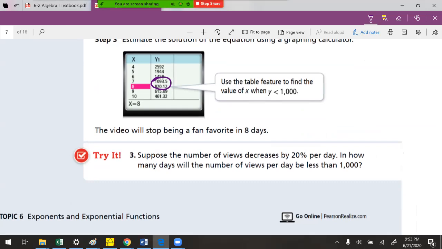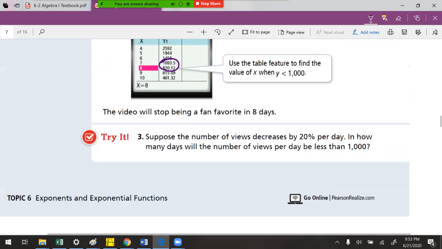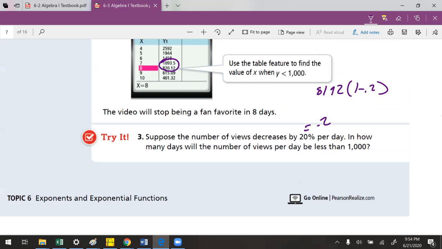So now let's look at this. Instead of 25%, let's talk about 20%, okay? As a decimal, this is 0.2. So it's going to be 8192 times (1 minus 0.2) to the power of x. That is your y. Let's now graph that to figure out when it's going to be less than 1,000.